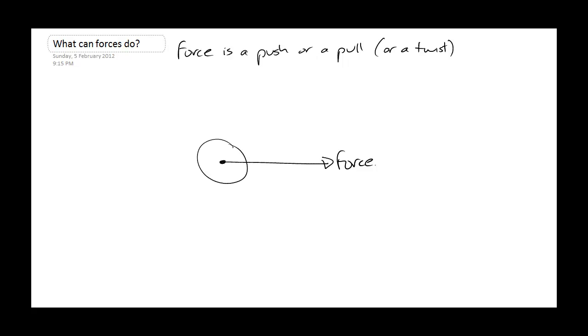What will happen to that object that was stationary is that because it is experiencing a force, it will now start to move in that direction. In fact, it will speed up in that direction, and we call this acceleration. So that is one thing that a force can do to an object.